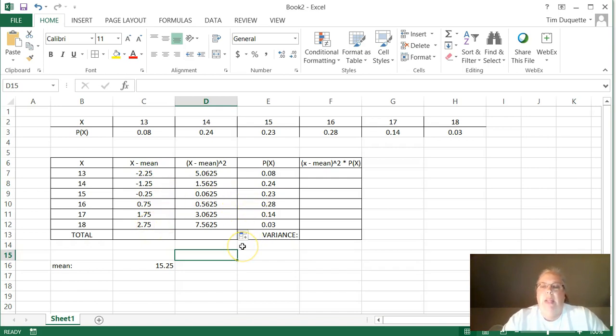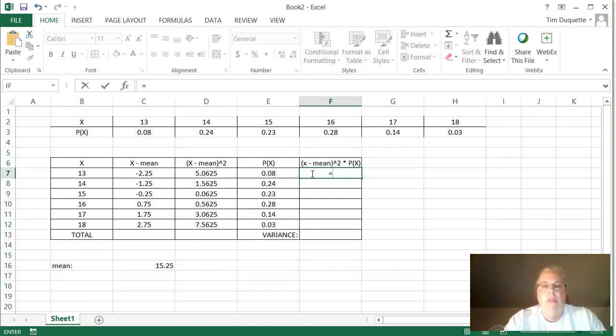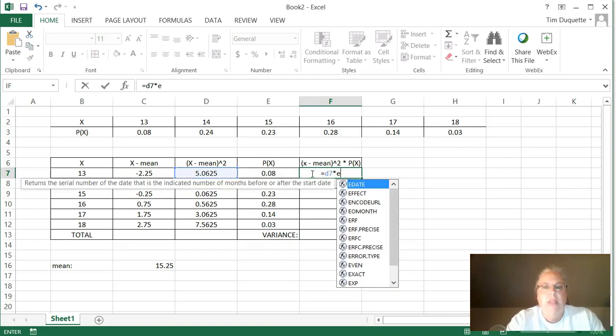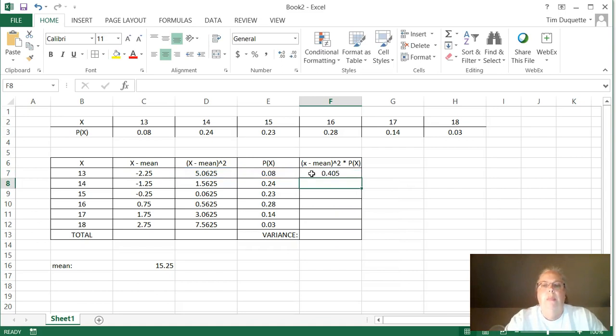Alright, the next thing I'm supposed to do is take this column here and multiply it by that column, and I'll put my answer over here on this side. So this is going to be equals, and I am going to take D7 and multiply it by E7, and that gives me 0.405. And again, I'm going to grab this corner here and drag that down, and this has given me the sum of all of the squares of my x minus means times my p of x's.